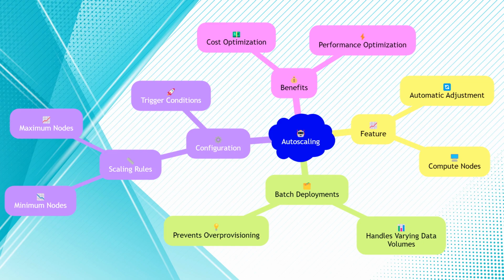Auto-scaling is a feature that automatically adjusts the number of compute nodes in a cluster based on the workload. For batch deployments, auto-scaling ensures that the cluster can handle varying data volumes without over-provisioning resources. You can configure auto-scaling rules in Azure Machine Learning to specify the minimum and maximum number of nodes, as well as the conditions that trigger scaling events. This helps optimize cost and performance.